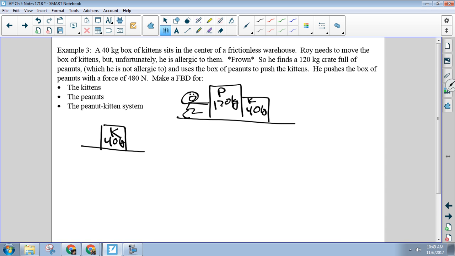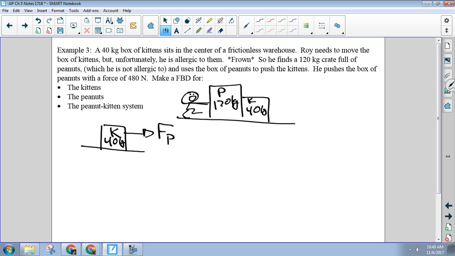Not exactly. I don't want to go there because it's not the same thing. So why is Roy not pushing the kittens? You just said it. We got Nikita. He's not touching the kittens. You can't push a kitten without touching a kitten. Okay? So what's pushing the kittens? The peanuts. So this is the force on the peanuts.